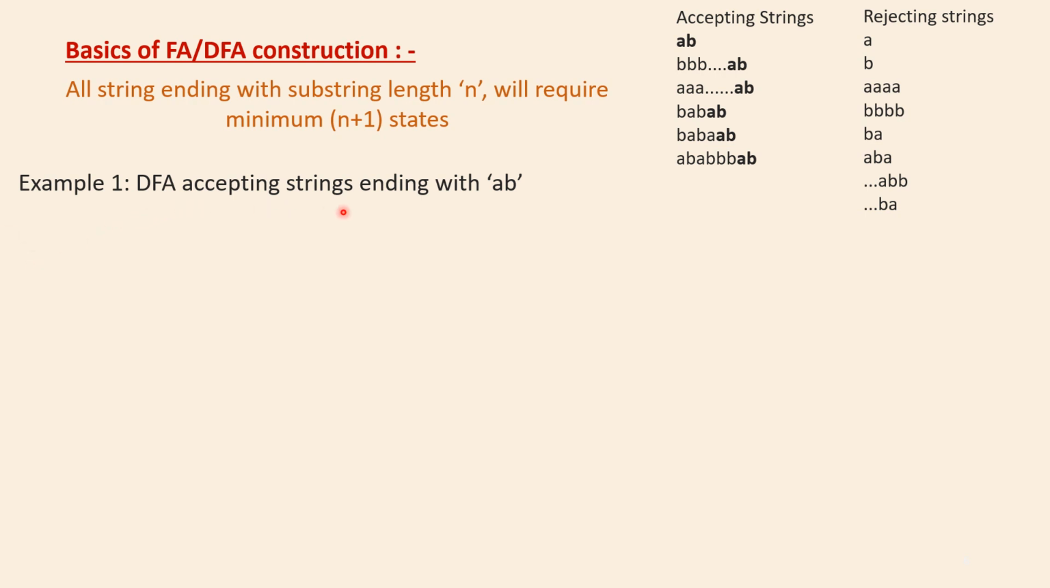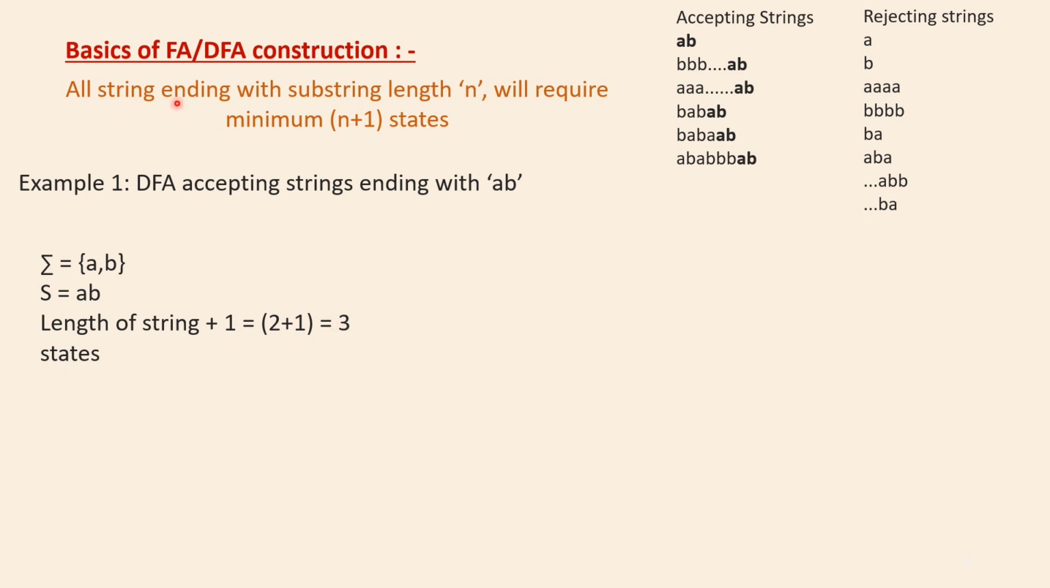With this example, strings ending with AB, we can know that the alphabet is A, B. That is, the input symbols we have here are A, B and the string is AB. That is, here we have ending with AB. So the minimum string is AB and the length of the string is 2, which means we are having 2 plus 1 state. So length of the string plus 1 is equal to 3 states.